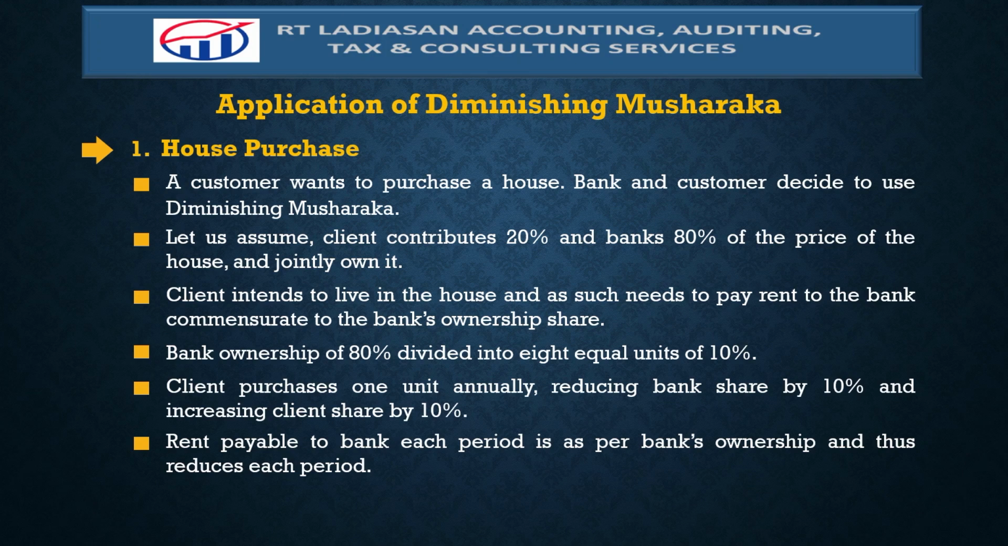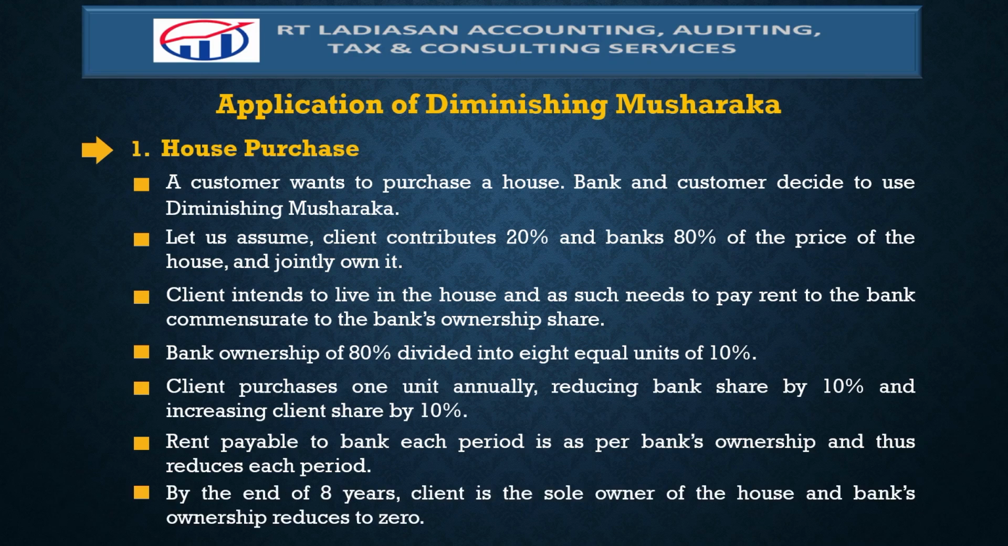The rent payable to the bank each period is as per the bank's ownership and thus reduces each period. By the end of 8 years, the client is the sole owner of the house and the bank's ownership reduces to 0. So this is the application of diminishing Musharaka with respect to house purchase.